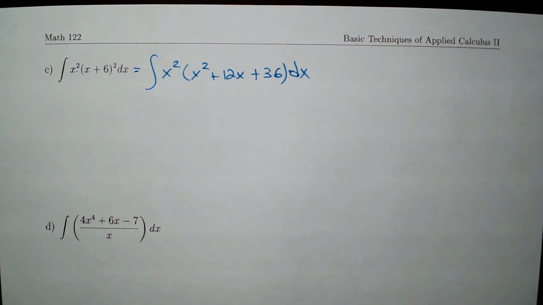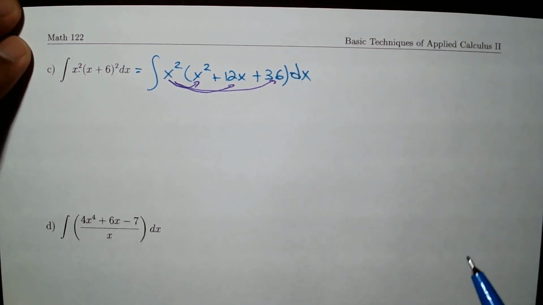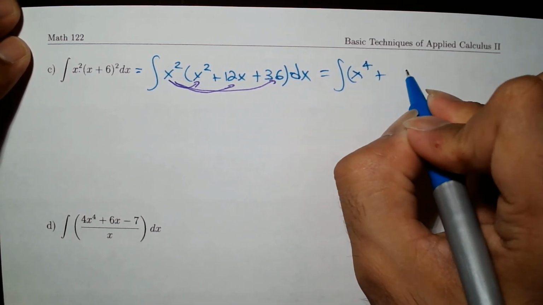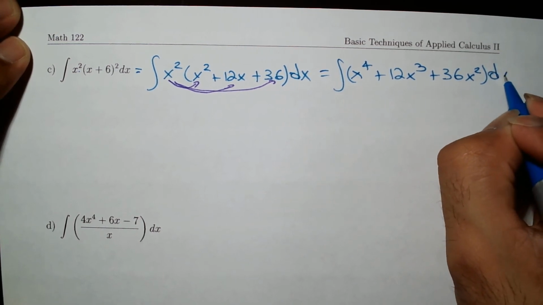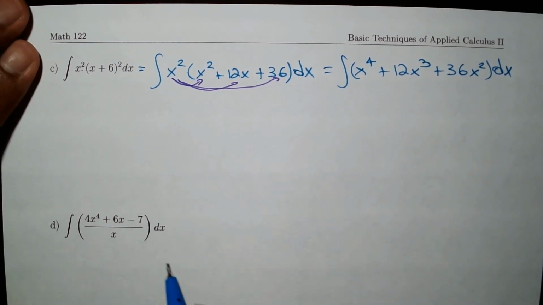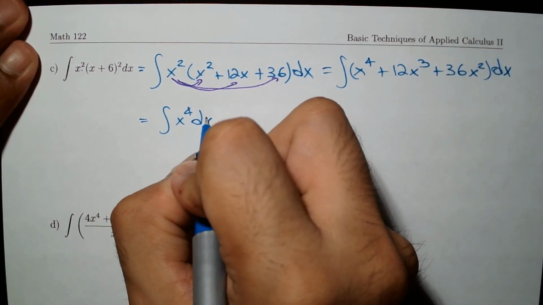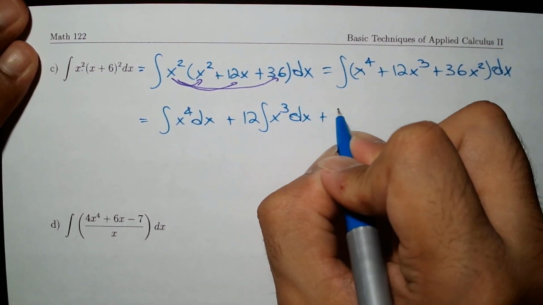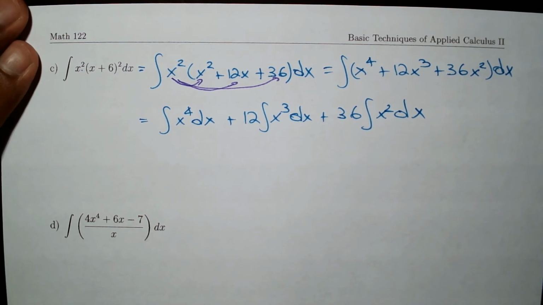And then what do we do next? Well, I'm going to distribute the x squared over each term and multiply to get 3 simpler terms to integrate. So I'm going to get the integral of x to the 4th plus 12 times x cubed plus 36 x squared dx. Okay. Now I'm going to write this as three separate integrals again. So that's the integral of x to the 4th dx plus 12 times the integral of x cubed dx plus 36 times the integral of x squared dx. And in this case we are ready to just integrate these three guys.